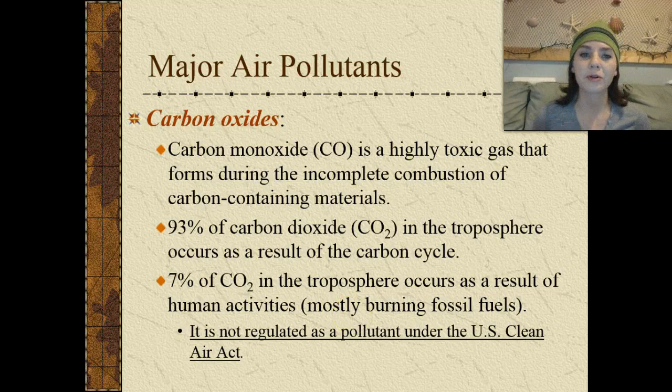So the major air pollutants that we're going to talk about are all going to be different types of chemicals that contribute to the pollution of the air. So the first one we're going to discuss are carbon oxides. Carbon monoxide is a highly toxic gas that forms during the incomplete combustion of carbon-containing materials. About 93% of the carbon dioxide in the troposphere occurs as a result of the carbon cycle that's naturally occurring. However, about 7% of the carbon dioxide in the troposphere occurs as a direct result of human, or anthropogenic, activities, including burning of fossil fuels.